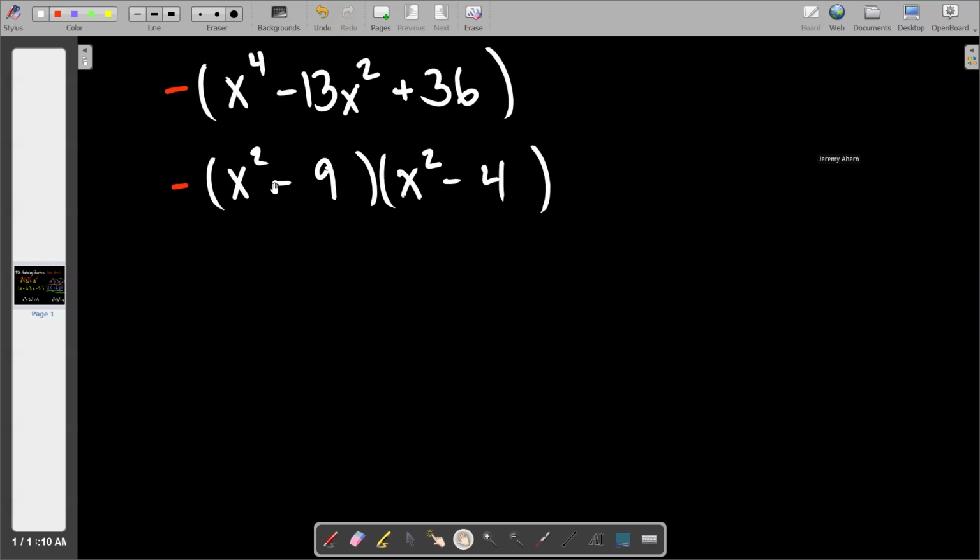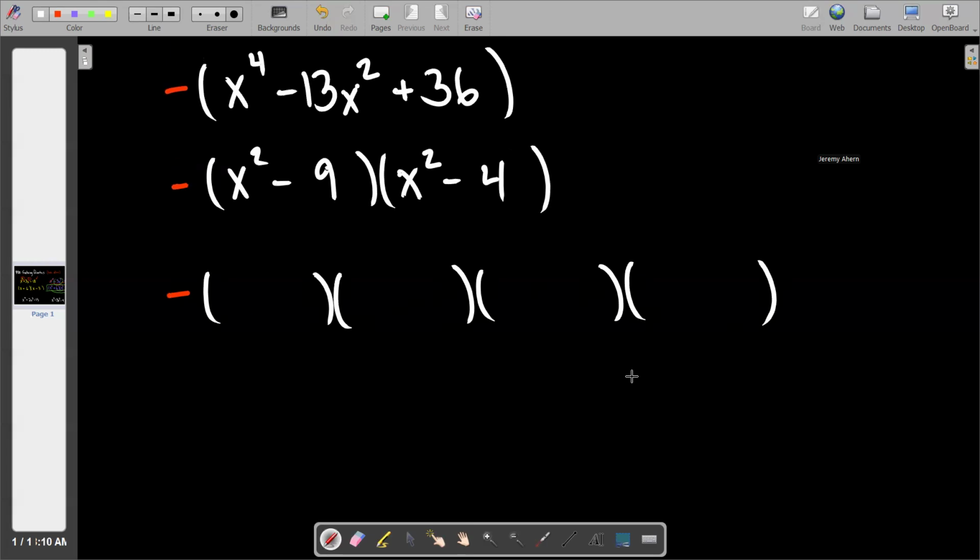Which factor can be factored more? Which offspring can create more offspring? Both, right? They're both differences of squares. So my final answer is going to wind up being the negative of something, something, something, something. Offspring creating offspring here.